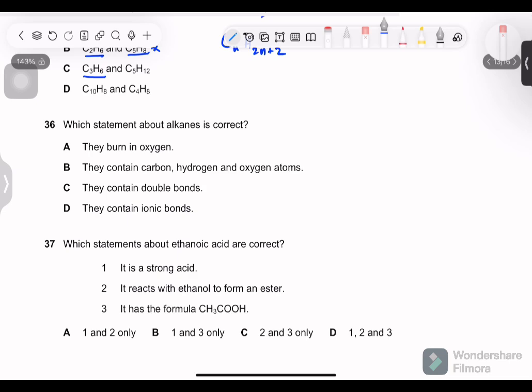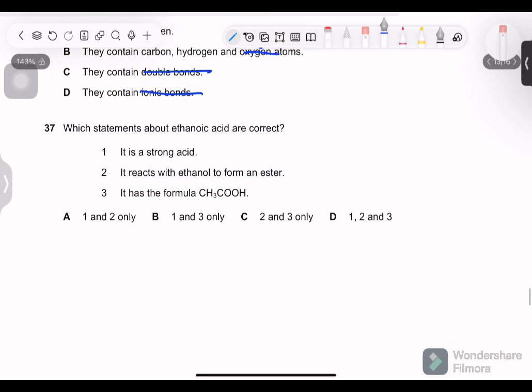Which statement about alkanes is correct? They burn in oxygen. Yes, it is correct. All organic compounds burn in oxygen. They do not contain oxygen, they do not contain double bonds, they do not contain ionic bonds. Which statements about ethanoic acid are correct? It is a strong acid. No, it is a weak acid. It reacts with ethanol to form an ester. Yes, it does. It has a formula CH3COOH. Yes, it does. 2 carbon atoms. So 2 and 3 are correct.